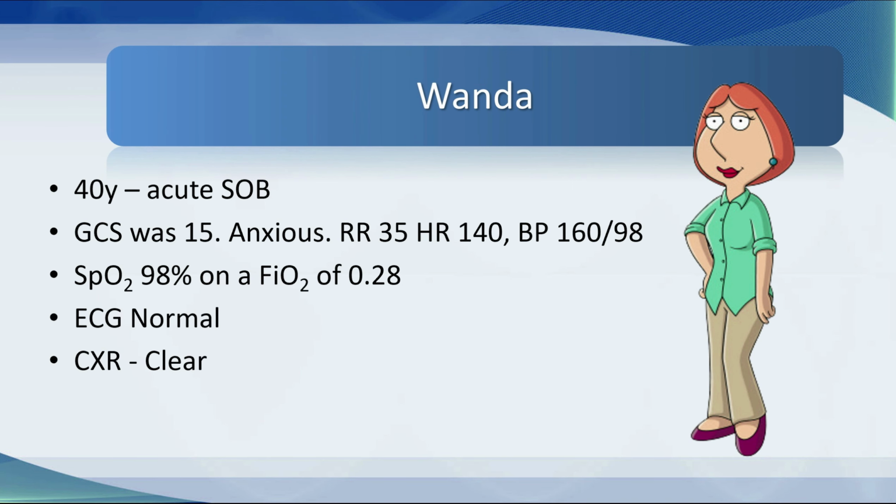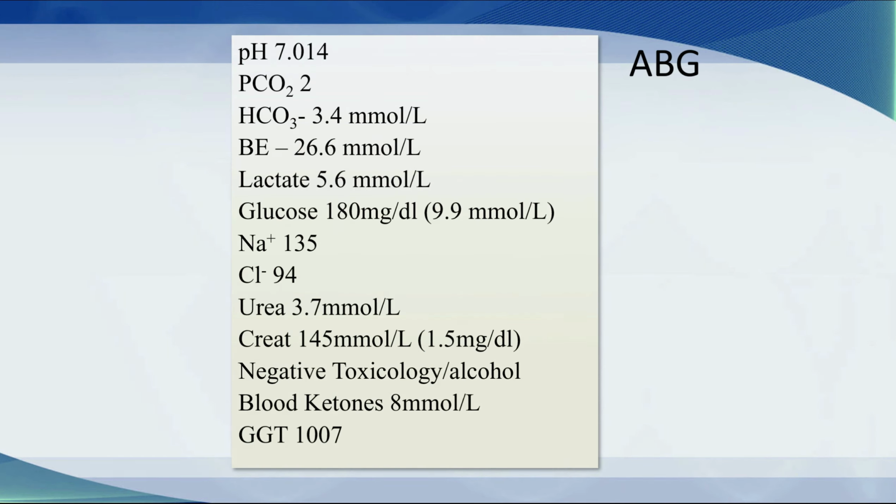Simultaneously, you're called to the ED to see Wanda. Wanda is a 40-year-old female who is acutely short of breath. Her GCS was 15 when she came in, tachypnoeic, tachycardic, hypertensive. Her saturation is 98% on 28% oxygen. The ECG was normal, chest x-ray clear, and this is her blood gas. And you can see that Wanda has a metabolic acidosis characterized by a low pH, a low PaCO2, and a low bicarbonate.